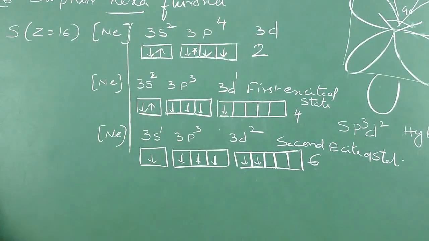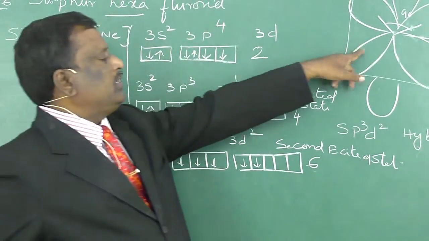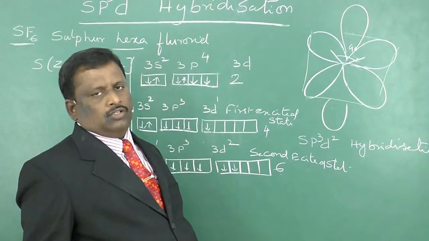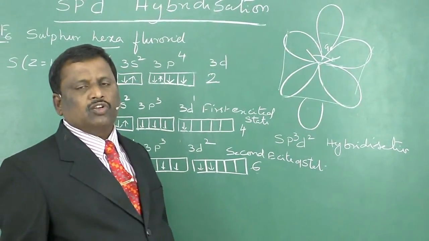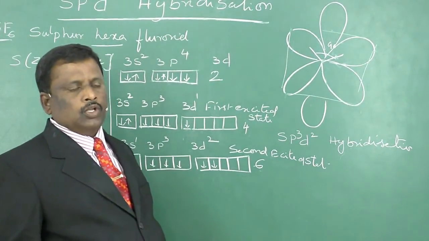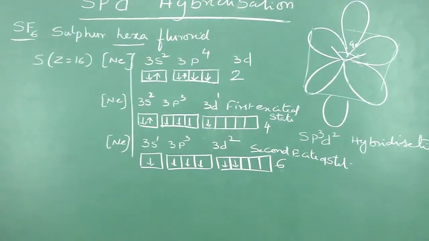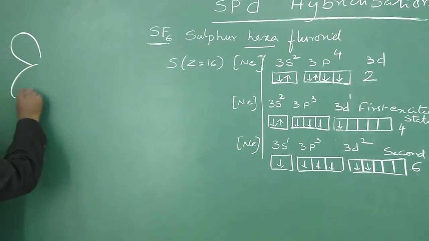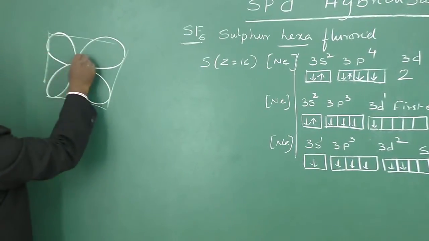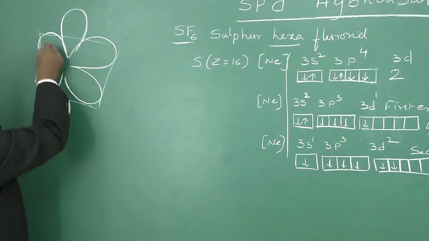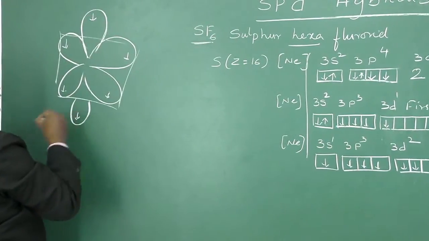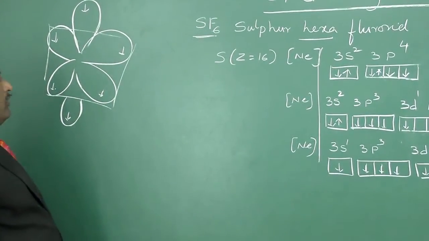In this state, sulfur will undergo sp3d2 hybridization to form 6 hybrid orbitals, so that each hybrid orbital is filled with 1 electron and is in a position to form sigma bonds. 4 orbitals are in one plane and the other 2 orbitals are perpendicular to this. All hybrid orbitals are filled with 1 electron.